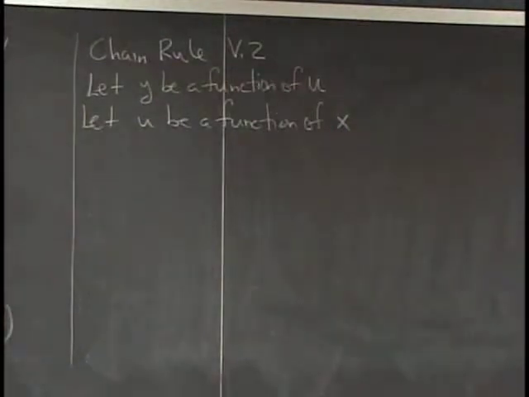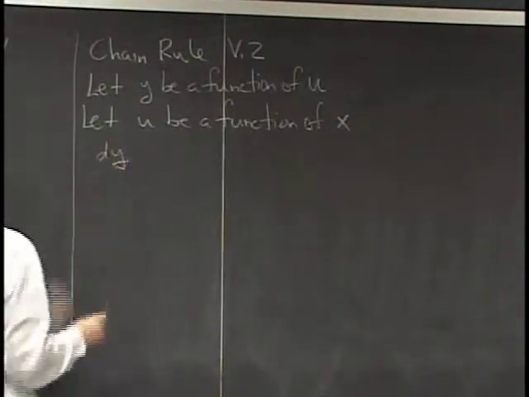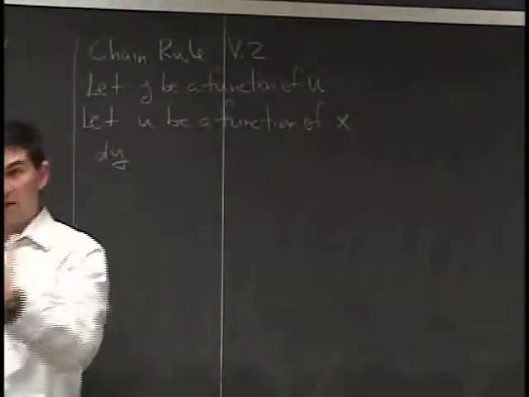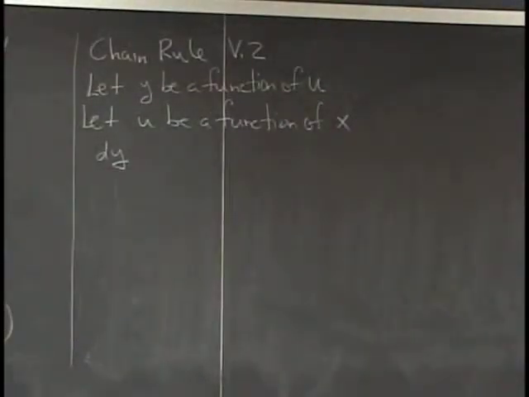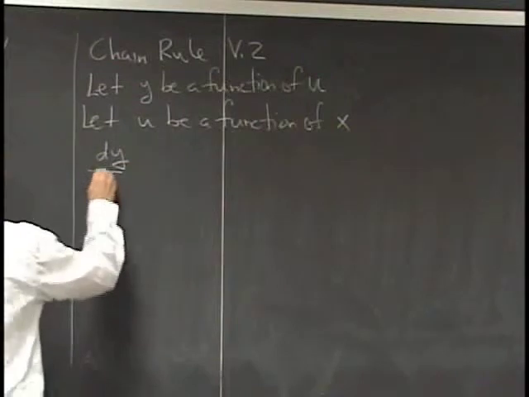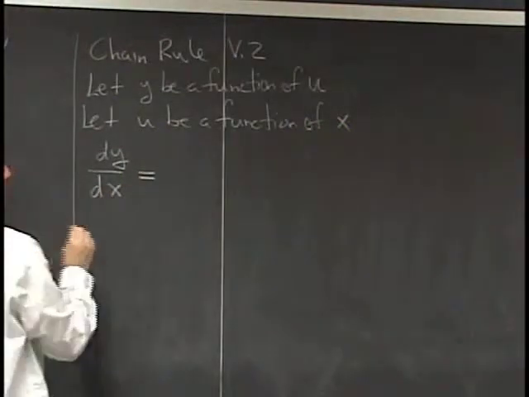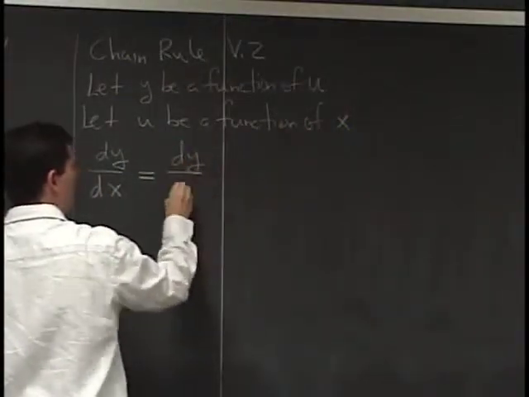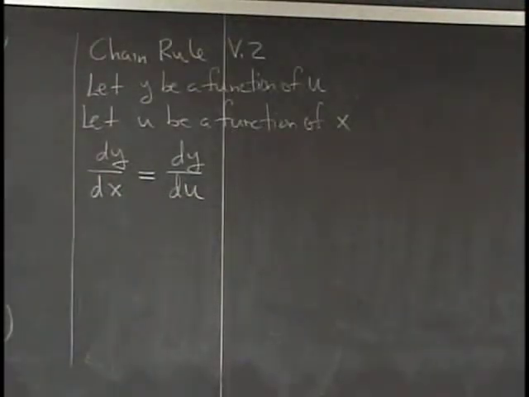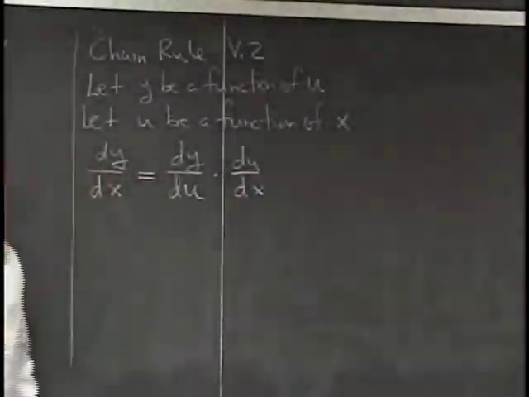I'm going to switch this notation back over to this d/dx notation here, because it's a little more suggestive and useful in this case. So if y is a function of u and u is a function of x, then y is actually a function of x, right? Because once I determine x, it determines u. Once I know u, that determines y. So I can ask, what is the derivative of the function y as a function of x? And the chain rule says that it's the derivative of y as a function of u times the derivative of u as a function of x.